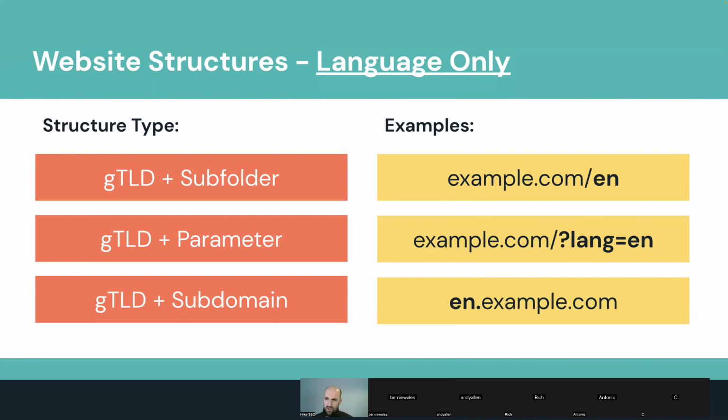Now, let's say you want to stay in a single country, let's say UK, but you want to make it open to more languages, more cultures within that. So there's three options. First is gTLD plus subfolder. So you put the language code there, /en, for example, or you can use a parameter, so language equals or lang equals en, or you can use a subdomain, en.example.com. And then you would just replace that with whatever language code that you're targeting.